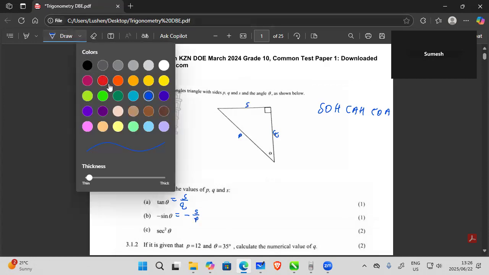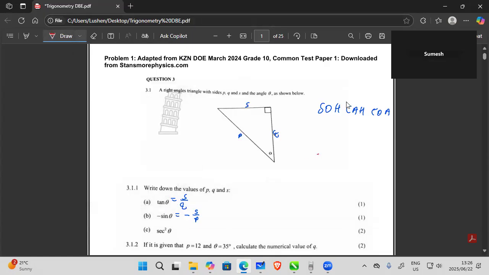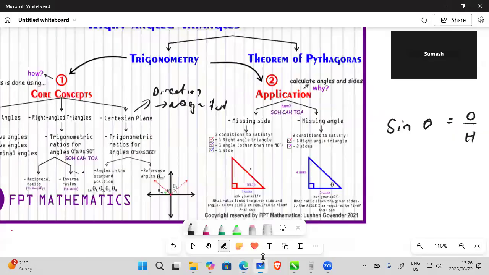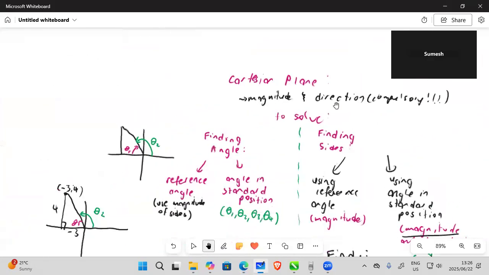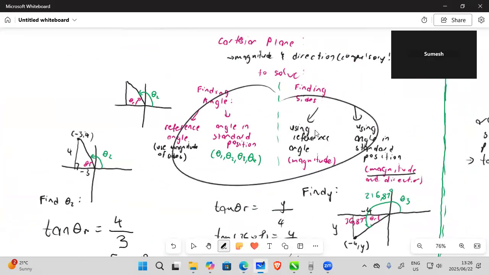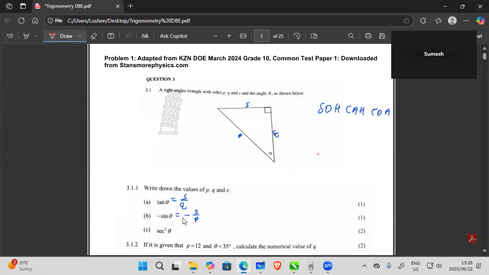So remember, what we are doing here now is we are not solving, we're not doing anything but simplifying. Tan of theta is the same as S over Q. Sine of theta is the same as S over P. Now we are merely just simplifying. We're not solving for any angle. We're not solving for any side. So we don't have to even think of any of this here because we're not solving for anything. We are simplifying. Please keep that distinction in your mind.